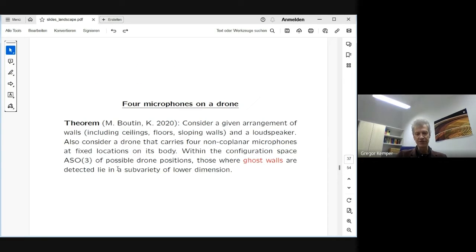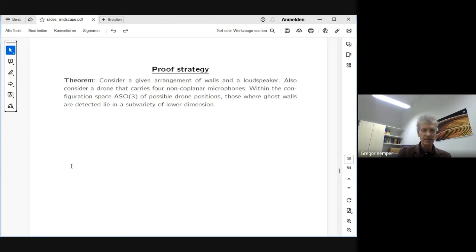Well, as it turns out, the answer to that question is also yes. It's also correct that in a Zariski open dense subset of all possible drone positions, which are now governed by the affine special orthogonal group, almost all drone positions are good. That is to say, it's guaranteed that no ghost walls will be detected. So we got that too.